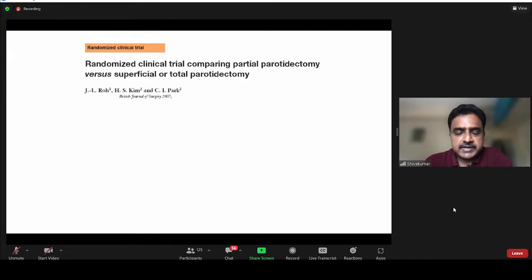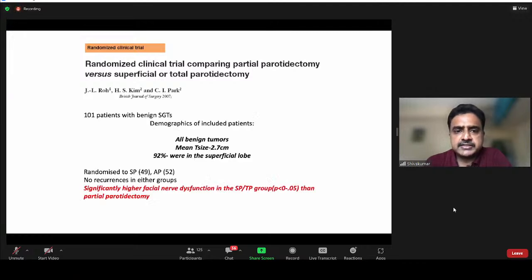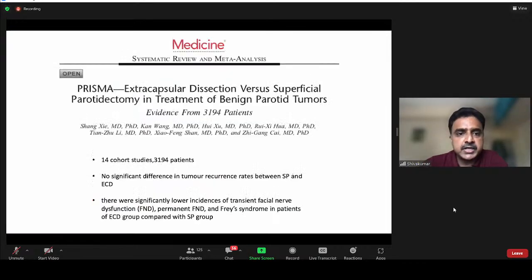So this is one randomized trial that is often quoted. Most of the literature that we have is retrospective studies or prospective studies and systematic reviews of those. This is the one randomized trial done for partial versus superficial or total parotidectomy in 101 benign salivary gland lesions with a mean tumor size of 2.7, and most of the lesions restricted to the superficial lobe. It showed significantly higher facial nerve palsy in the superficial or total parotidectomy group, obviously because of the handling of the nerve. But otherwise, there were no recurrences in either of the groups, whether you did a partial parotidectomy or a superficial or total parotidectomy. Just for the sake of completion, I've quoted this.